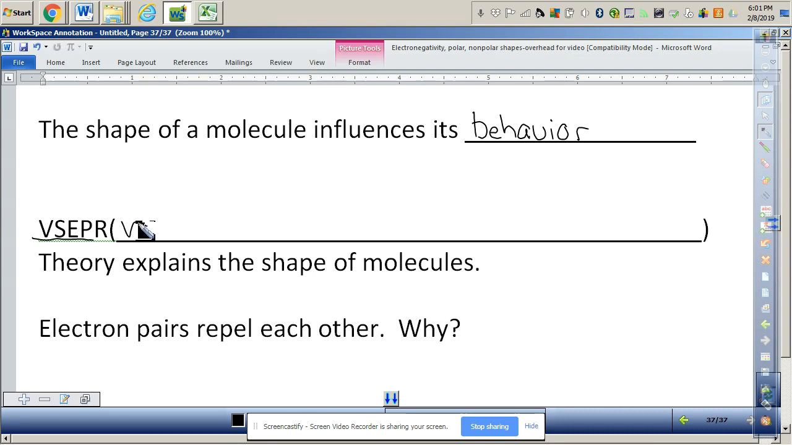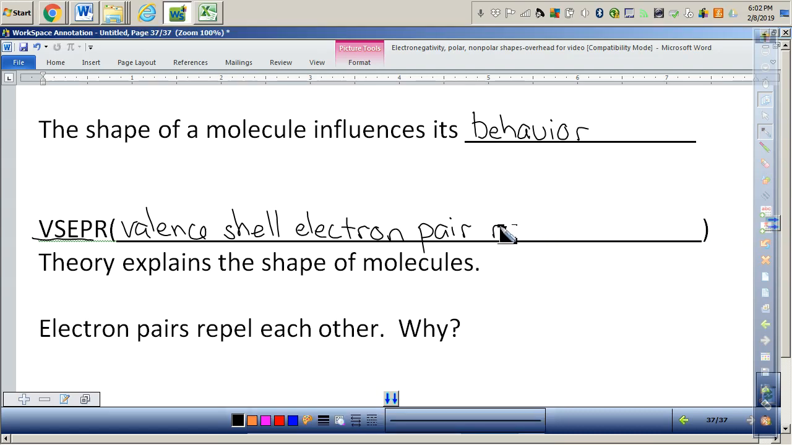That stands for valence shell electron pair repulsion. Okay, so that's just a fancy way to say that the electron pairs repel.